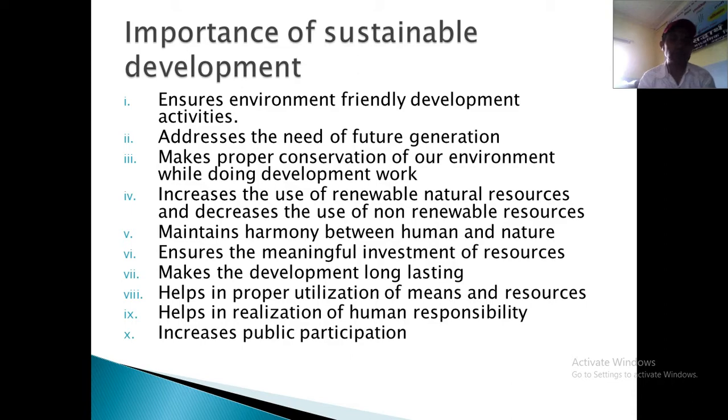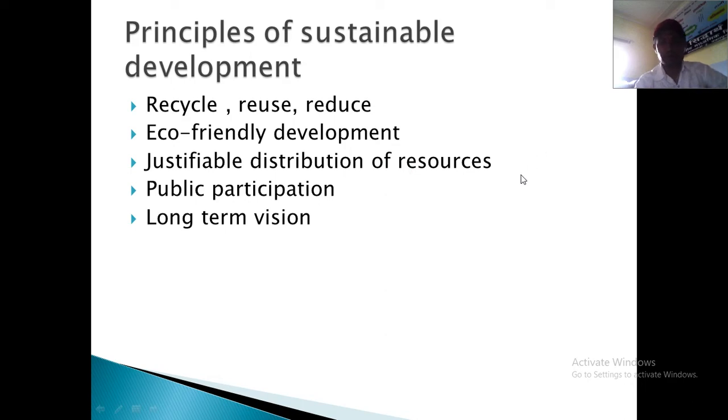Maintain the harmony between human and nature, there should be harmony. And you know that some people have guessed that people have hampered the environment very adversely. That is why nature has given a warning to human beings, you have to stop wherever you are, like this lockdown and pandemic of COVID-19. This is one sign that nature is hampered very greatly by human beings.